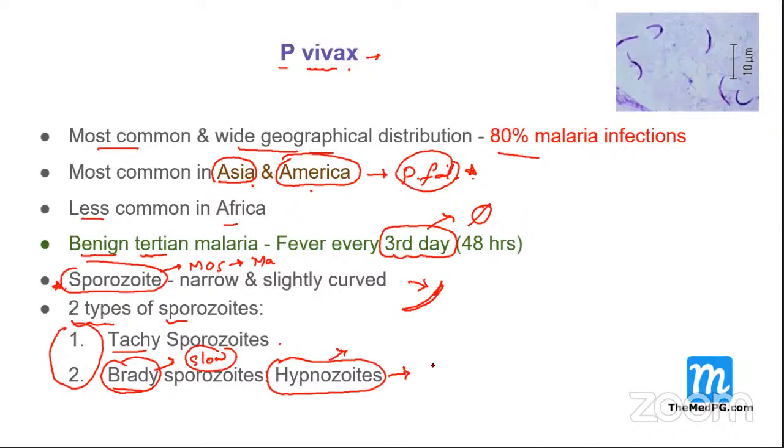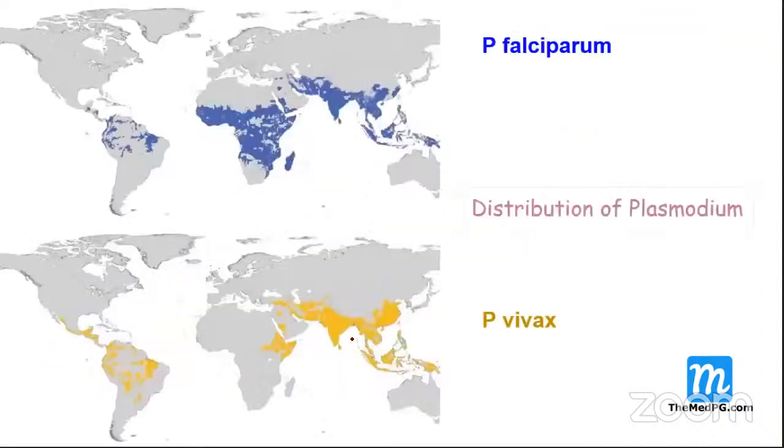So bradysporozoites are the ones which are responsible for what? Relapse. And these are the ones which get converted into what? Hypnozoites. And tachysporozoites are what? Fast dividing. Tachy means fast. So these are the ones which are responsible for what, students? It is the one which is responsible for the clinical manifestations and also the normal life cycle continuation.